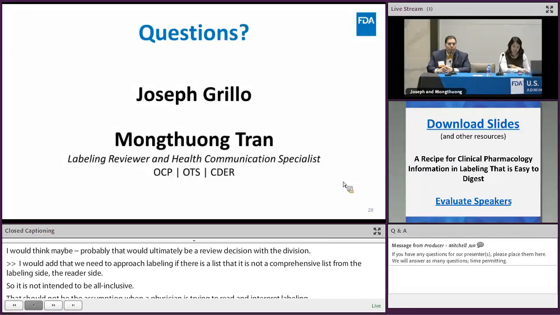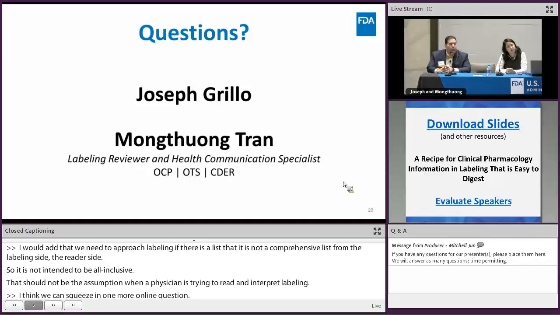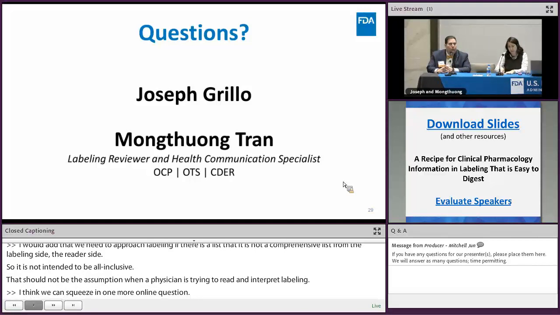Okay, and I think we can squeeze in one more online question before we go to break. When there might be a drug-drug interaction of interest to physicians, but the data shows that there is no clinically significant effect, should this information be conveyed to physicians in the label or left out because it is not clinically significant?